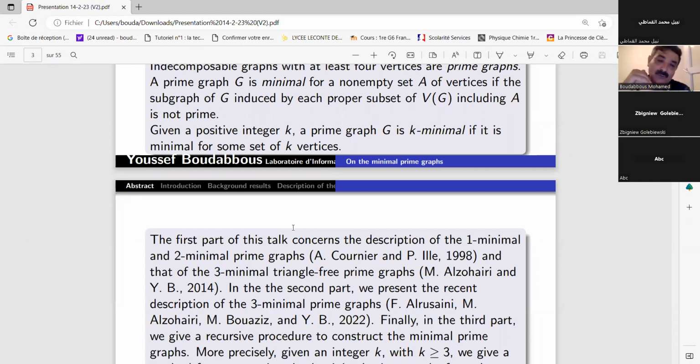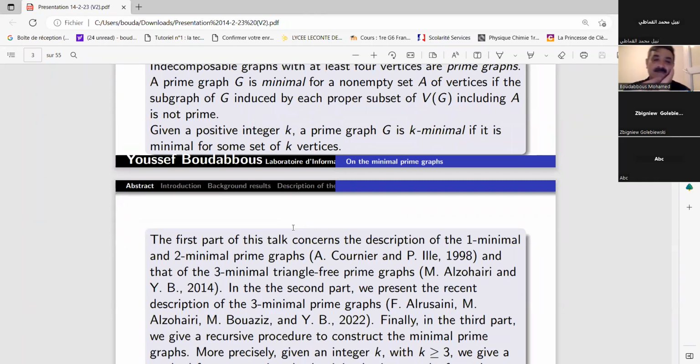In the second part, we present a recent description of the three-minimal prime graphs in general. With Al-Zuhairi, we characterized the three-minimal graphs without triangle. And with Fatma Rassini in her thesis, with Fatma and Muhammad Al-Zuhairi, Youssef Bouaziz, we obtained the description of all the three-minimal prime graphs.